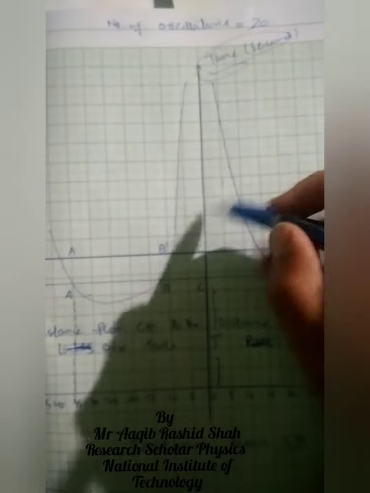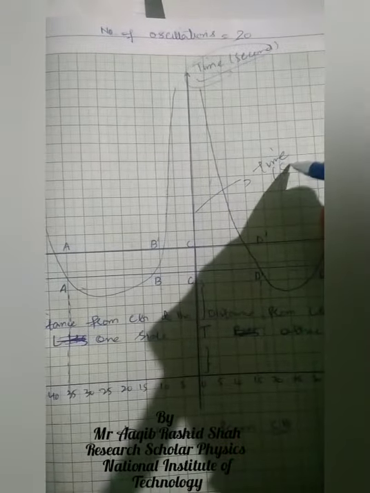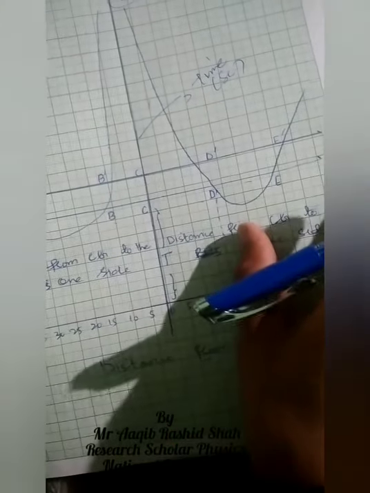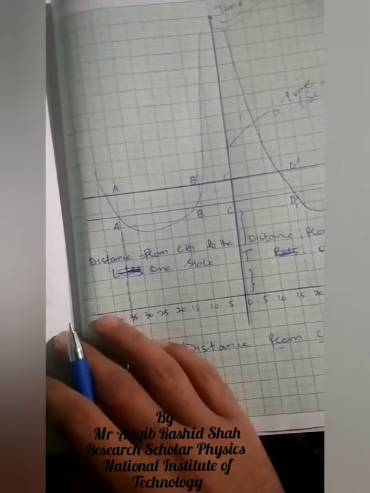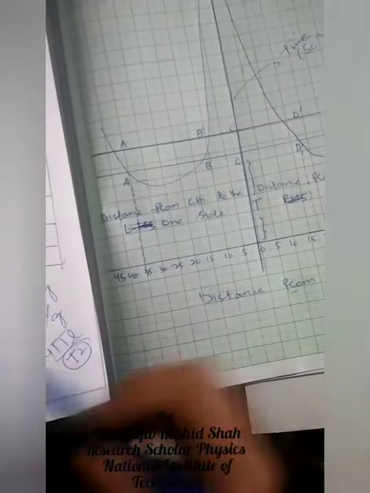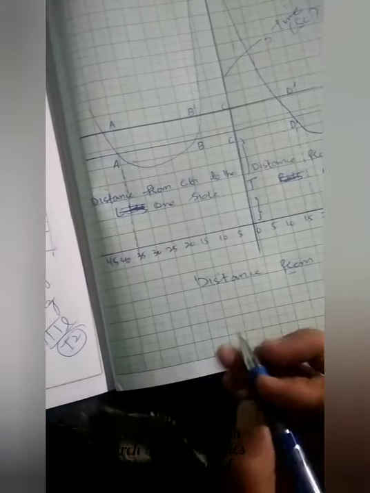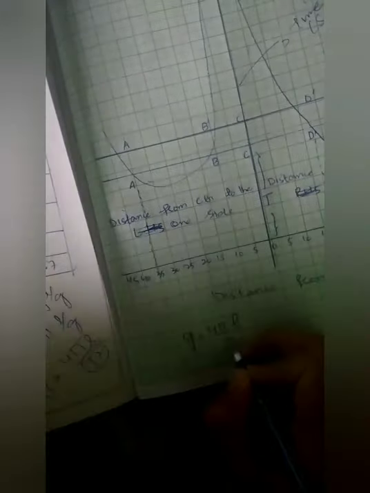The graph comes out to be like this. Here this line represents the time axis, where time is measured in seconds, and this represents the distance from one side of the bar pendulum and from the other side of the bar pendulum. And from this graph we will calculate L, the effective length. Here g equals 4 pi square L divided by T square. So T we can calculate here.